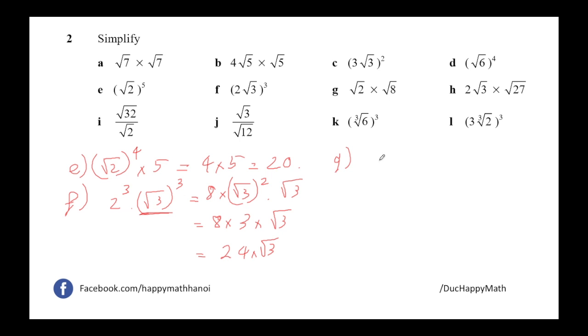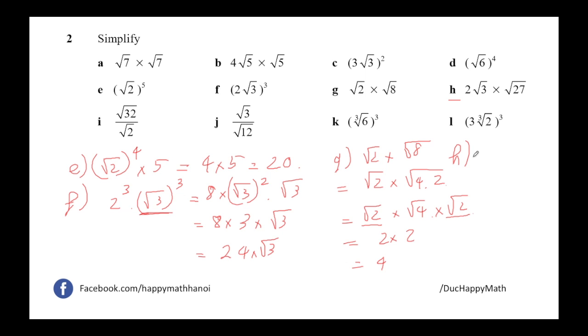So J, the square root of 2 times the square root of 8, means the square root of 2 times the square root of 4 times 2. The square root of 4 times 2 means the square root of 4 times the square root of 2. So the square root of 2 times the square root of 2 is 2. 2 times the square root of 4 means 2 times 2. It will be equal to 4. J. And continue with the question 8.